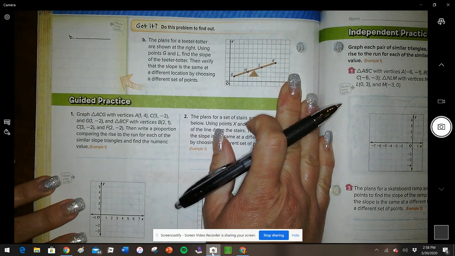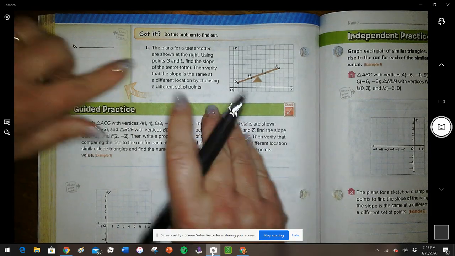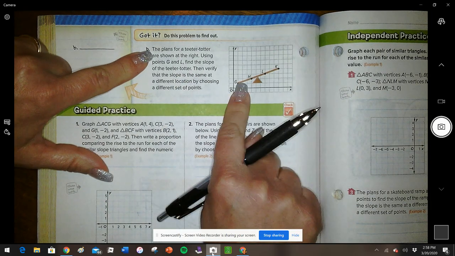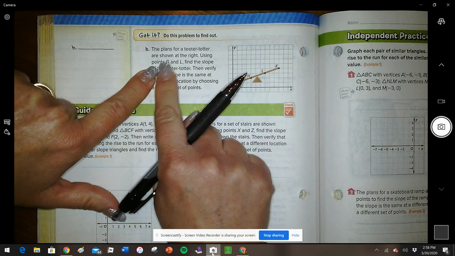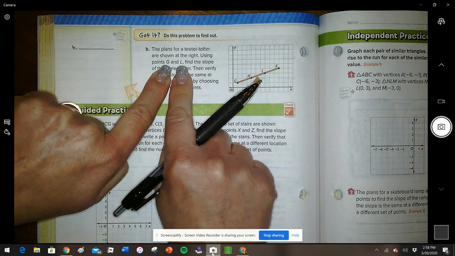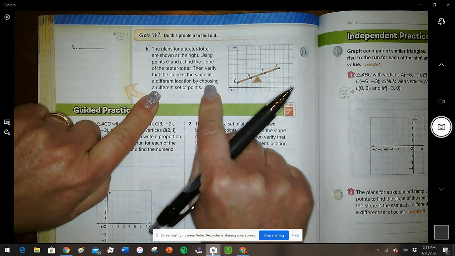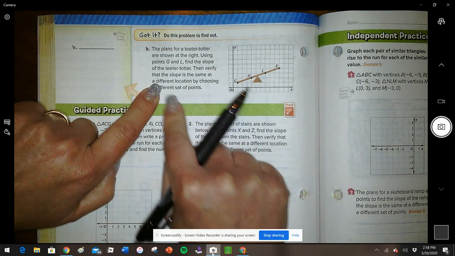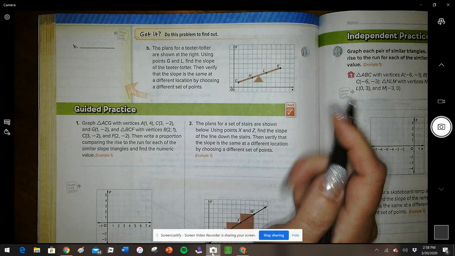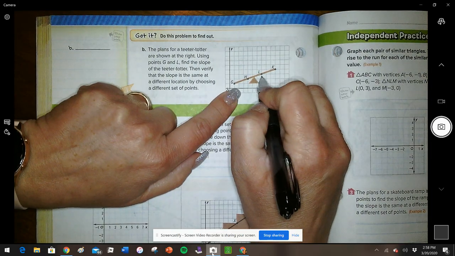Okay, let's do it again. Let's go do the got it problem and see what we have, okay? So this says, this is a teeter-totter, right? And it says that we're gonna use points G and L and find the slope, and then verify the slope is the same at any other different location with different points, okay? So let's do G and L.